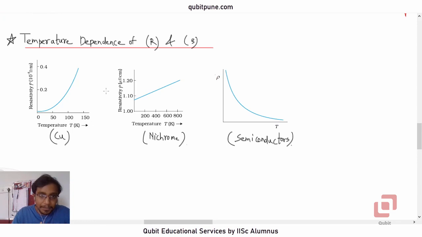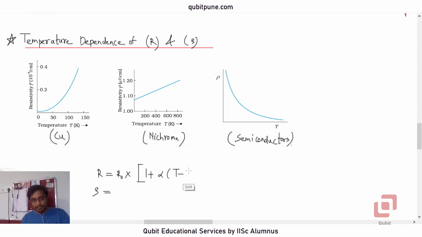for electric current. Okay, now for smaller values of temperature, I can approximate resistance or resistivity of a conductor as R is equal to R naught into bracket 1 plus alpha delta T. It's an almost linear relationship, rho is equal to rho naught into 1 plus alpha into T minus T naught.